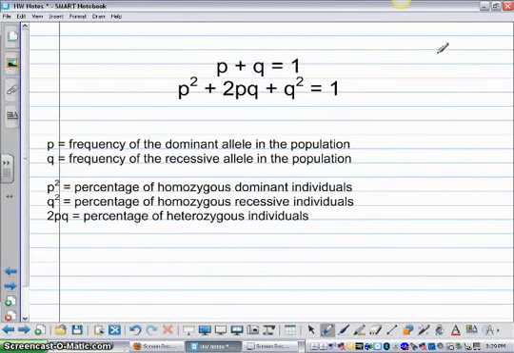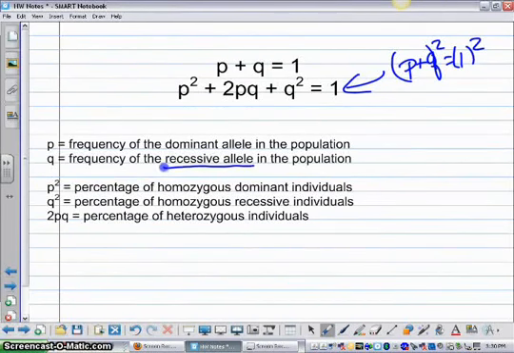P plus Q equals 1. And remember, if I square P plus Q equals 1, and I square the whole thing, then I would get this equation right here, where P is the dominant allele and Q is the recessive allele's frequency. This is important, the recessive allele frequency. Also, Q squared is the number of recessive individuals. And these are both frequencies.